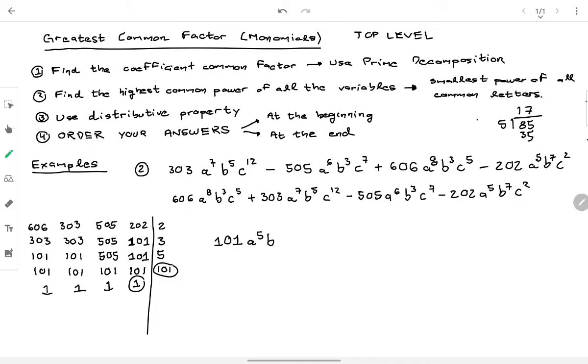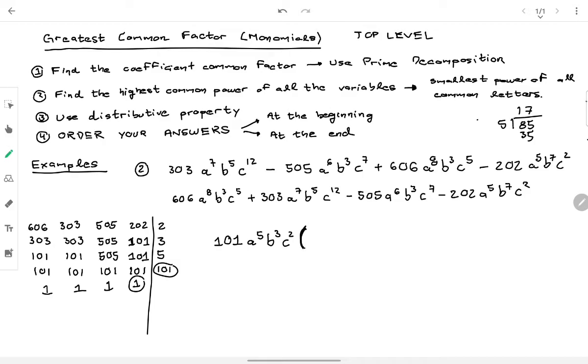Then with b, it's going to be the smallest one. We have b cubed, b to the 5, b cubed, b to the 7. So it's going to be b cubed. Then in the case of c, we have c to the 5, c to the 12, c to the 7, c squared. So it's going to be c squared. Then I open the parentheses and let's see.